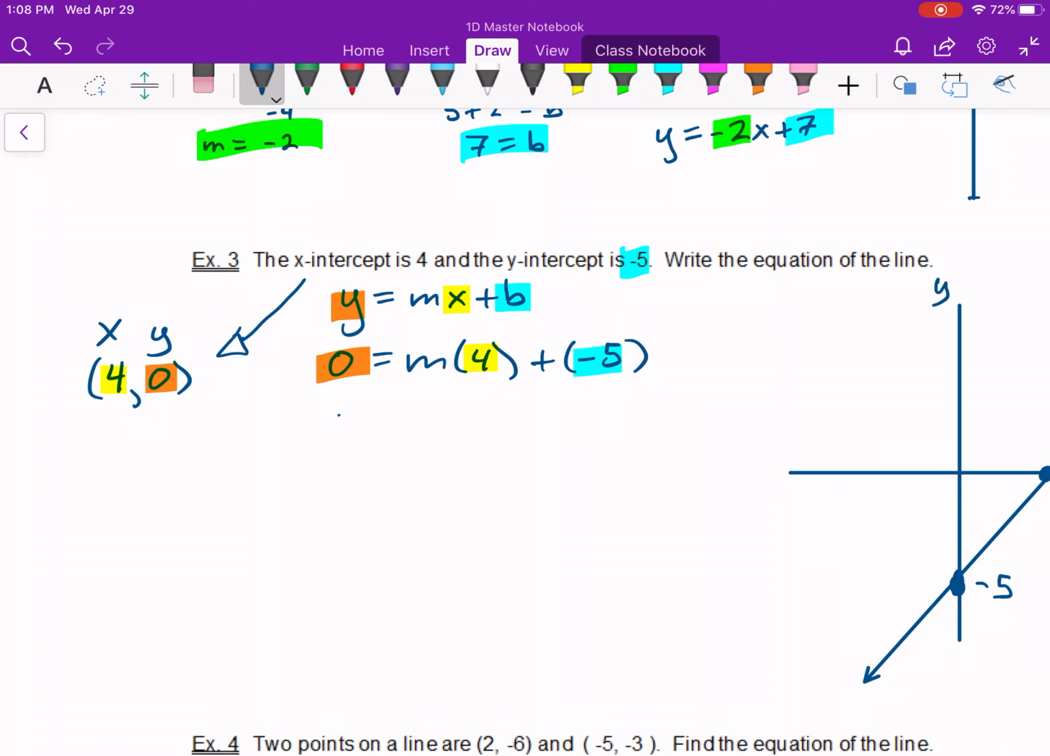Okay, we're going to tidy it up. 0 equals 4m. Again, we're never going to leave it written as m4. That's really bad form. We'll put the number out front. We're going to simplify those two signs. The plus and minus become a minus.